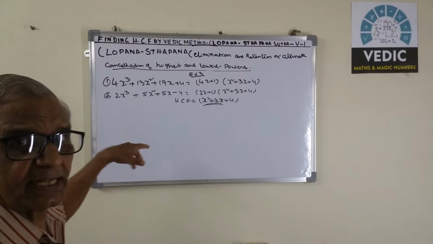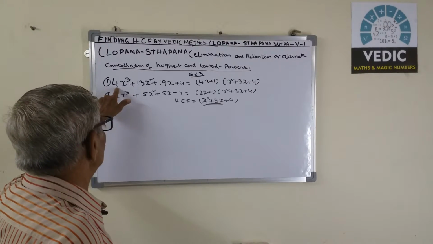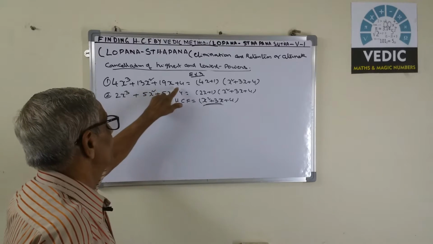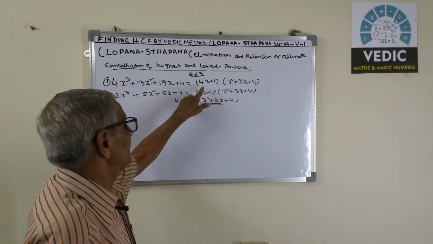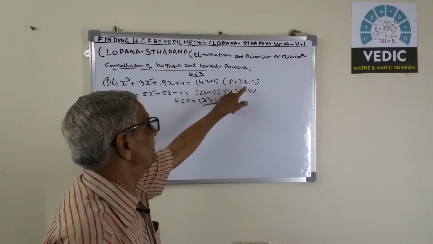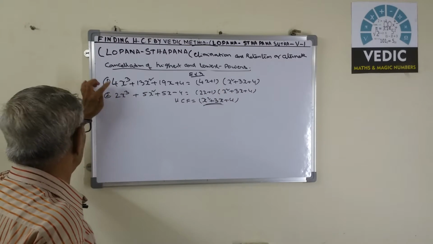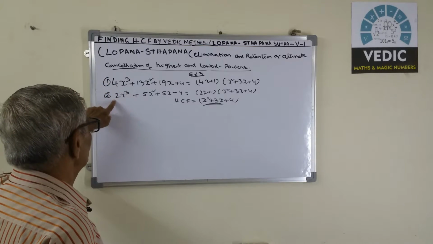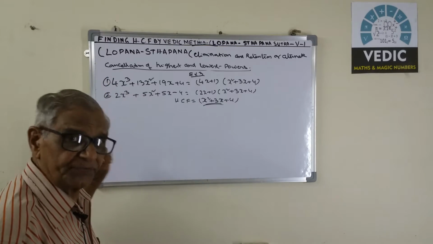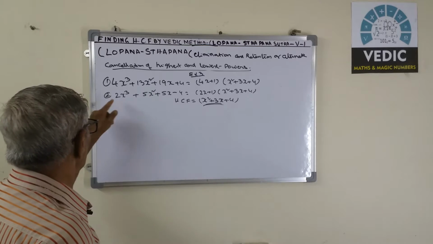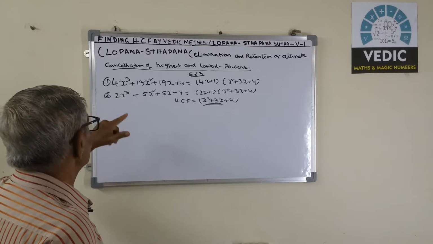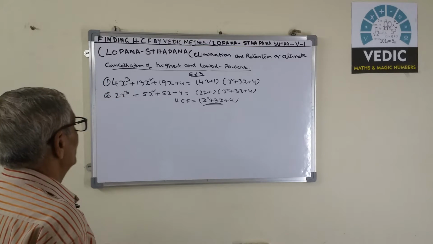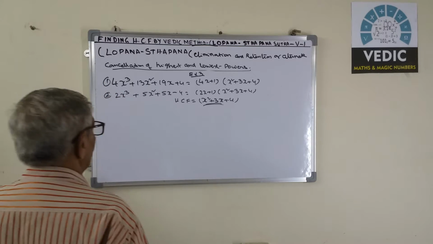Friends, let us take up another example. 4x cube plus 13x square plus 19x plus 4. The factors are 4x plus 1 into x square plus 3x plus 4. Here the coefficients are different, though the powers are the same. So we have to make the coefficients equal. We have to multiply the second equation with 2 and then subtract it from the first equation. Now let us see the Vedic method.